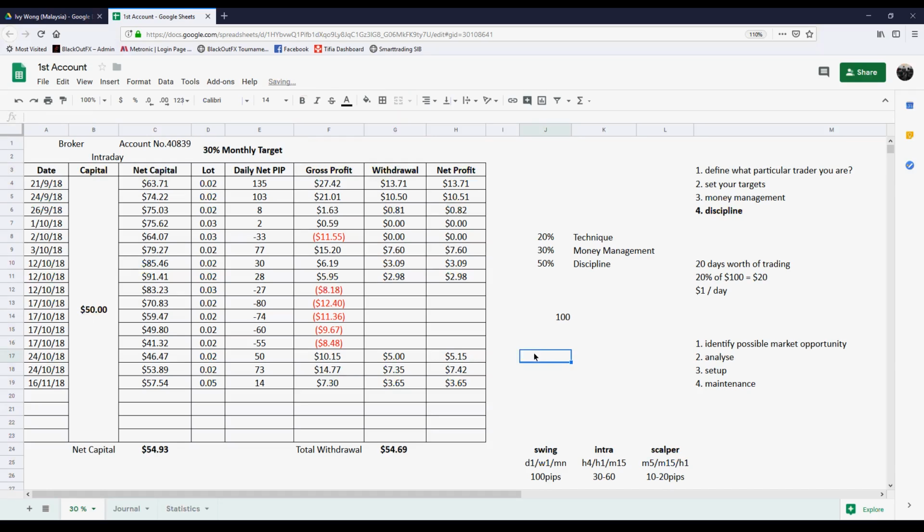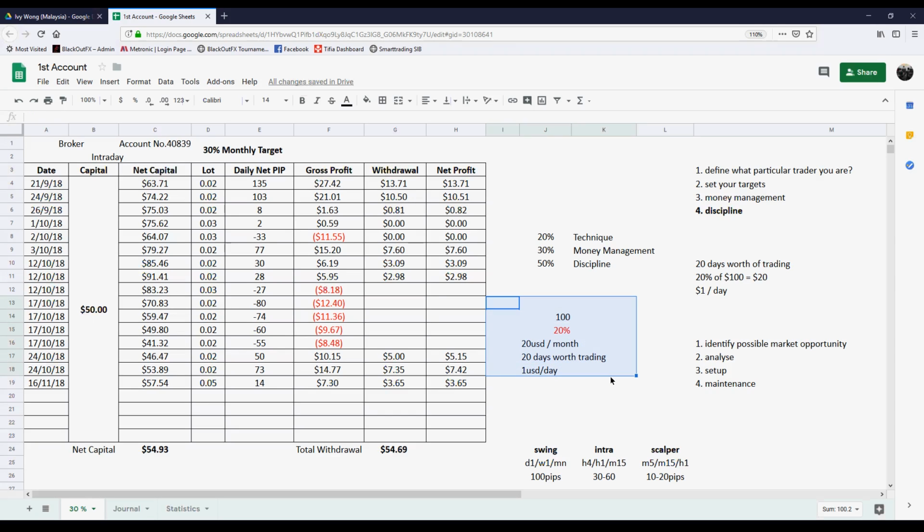So let's just say you have $100 and you want to set yourself up for 20% per month. That's only about 20 USD per month. The most important thing, when you already have this information: in a month there are about 20 days' worth of trading, because there is no trading on the weekends. So what you need to do to achieve this 20% is very easy. You only need to earn 1 USD per day. When you set yourself up for this, it is a much more achievable goal.